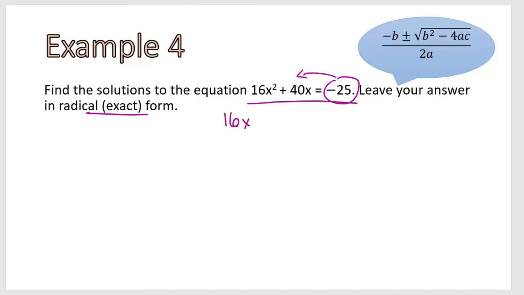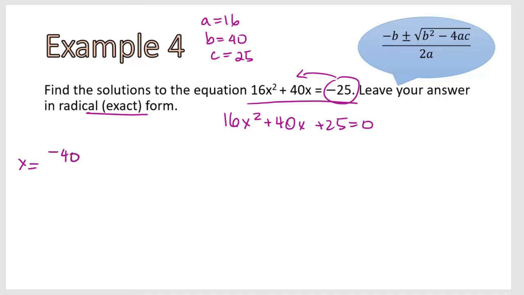So we have 16x squared plus 40x plus 25 equals 0. Now we can list the values for a, b, and c. A is equal to 16, b is equal to 40, and c is equal to +25. We'll take those values and plug them into the quadratic formula.